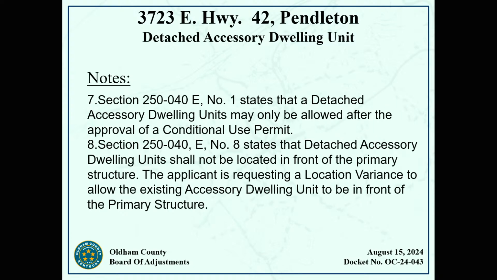So getting into the detached accessory dwelling unit. Section 250-040E, number 1, states that those detached accessory dwelling units shall only be allowed after the approval of a conditional use permit. So that's what we're here for today. The first thing being the conditional use permit for that ADU.